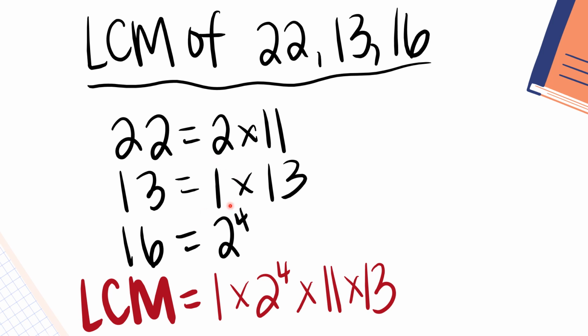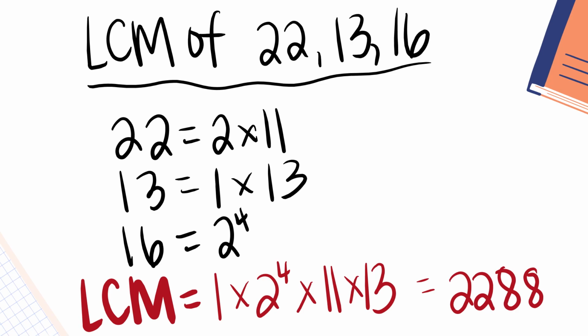1's in there because it's part of the 13's prime factorization. 2 is in there because it's part of 22's prime factorization and 16's. It's raised to the 4th power because that's the highest power that occurs in any of those prime factorizations for 2. Then multiplying times 11 because that's in 22's prime factorization. Then multiplying by 13 because that is in 13's prime factorization. So if you multiply all those together, that's 2,288.